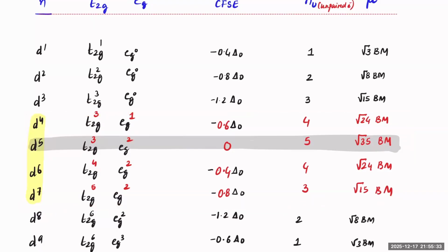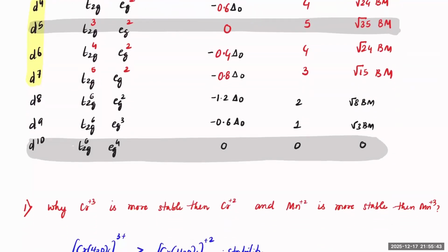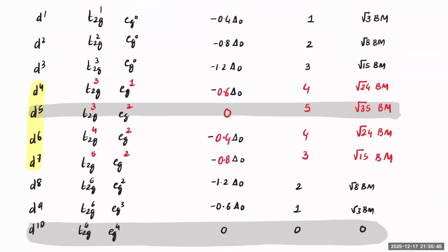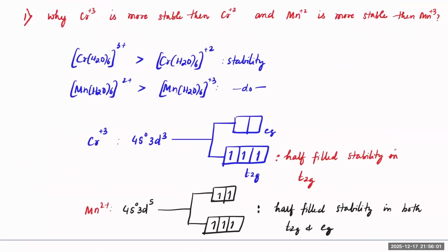Here there is no pairing energy because you are not making any extra pairs at all. The maximum amount of energy that you can release out here is half of what you get in strong field ligand. Next.